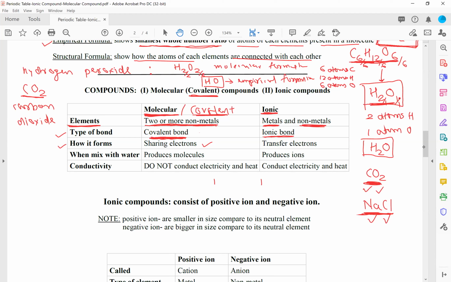In terms of an ionic compound, they transfer the electron. So there's a difference, right? Sharing means you give me one, I give you one. Transfer means I give you one and you give me something else, or you don't give me anything, right?